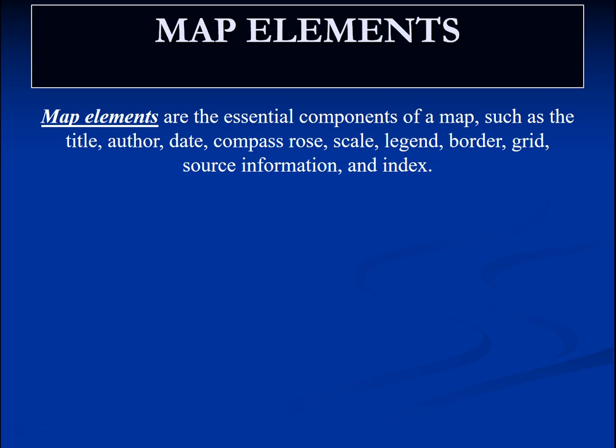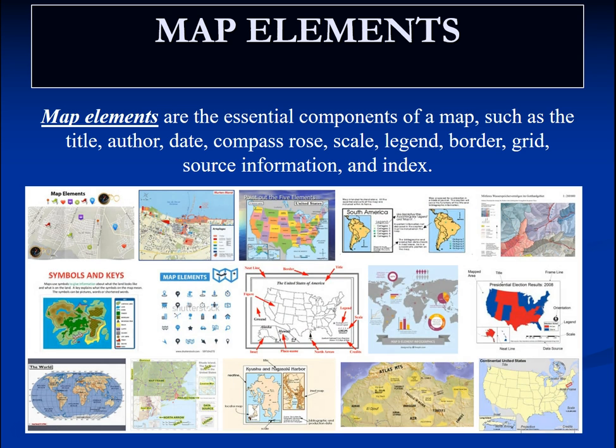Map elements. Map elements are the essential components of a map, such as the title, author, date, compass rose, scale, legend, border, grid, source information, and index. Now, I know you don't know all of these, but what you need to know basically is that map elements are the essential components of a map. So all the parts of the map are known as map elements. Here are some examples of maps and map elements.